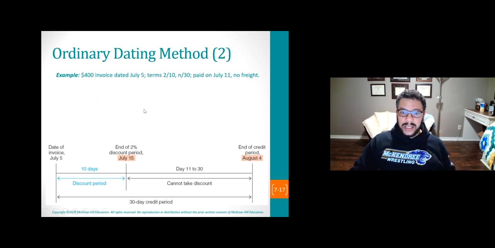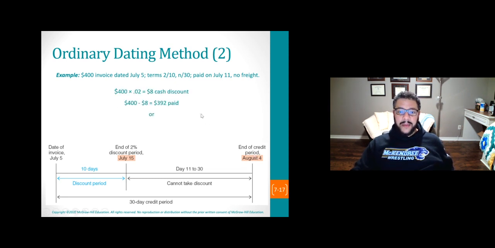The date of the invoice is July 5th. That means that by July 15th, if you pay it, you get that 2% discount. But the whole thing has to be paid by August 4th. 30 days, right? 30 days. So let's look at this. This calculates it for you, right?